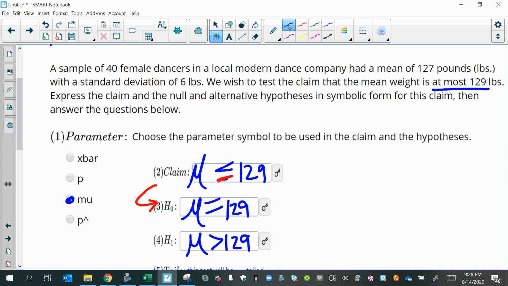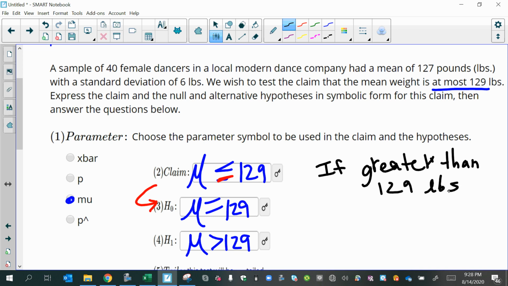So let me give you a different scenario. If it had said strictly greater than 129 pounds. Okay, so if it had said that, then the claim would be the greater than symbol. Okay, that would be your claim.